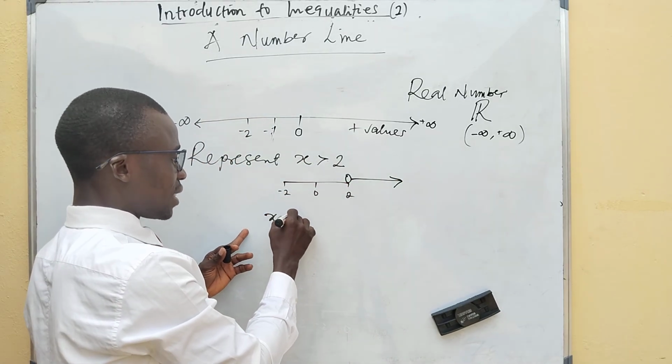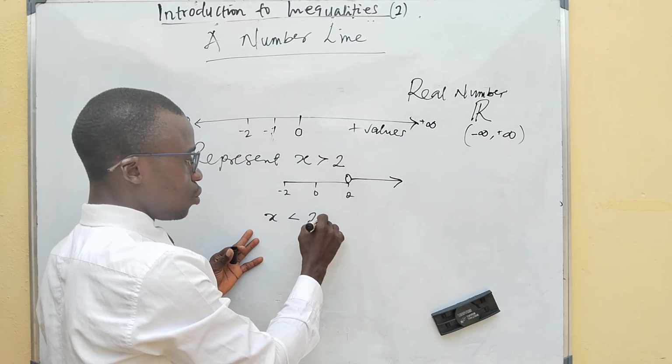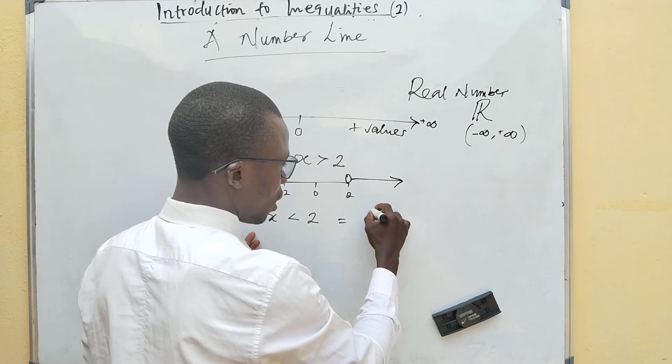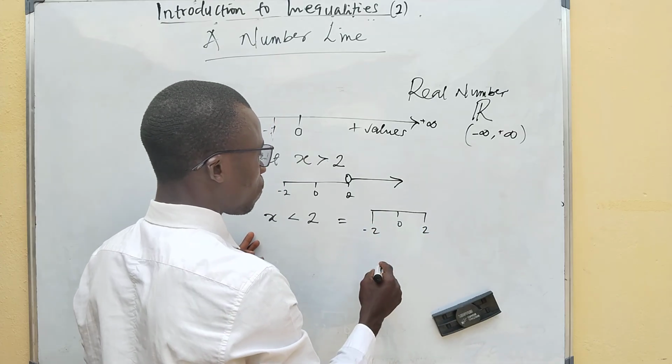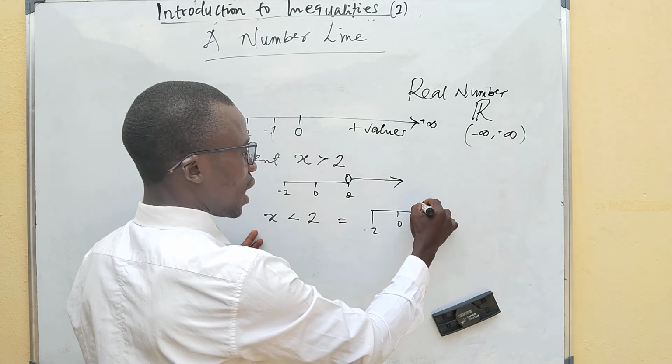Now, if I have x is less than 2, how do we do this? We have it this way, maybe 0, minus 2, and positive 2. I will draw this and take it this way.